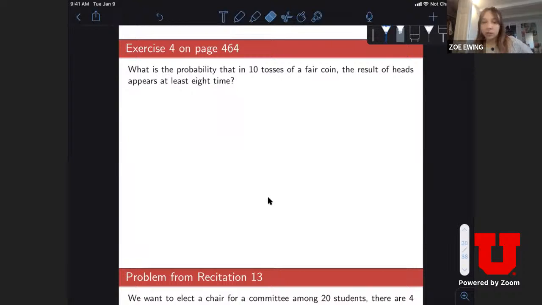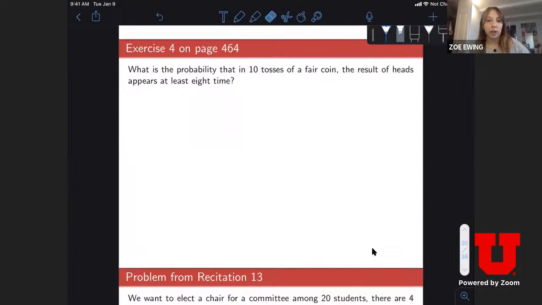Okay, so we want to find out what is the probability that in 10 tosses of a fair coin, the result of heads appears at least 8 times. So this is one of those where we see at least, and we consider rule of complement, but it's actually going to be more work to do it. So let's just find it directly.